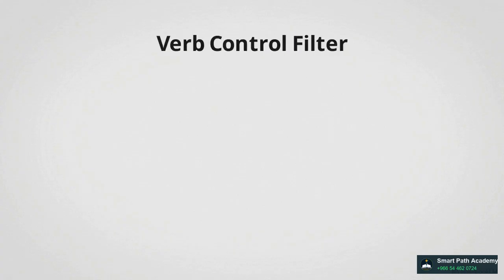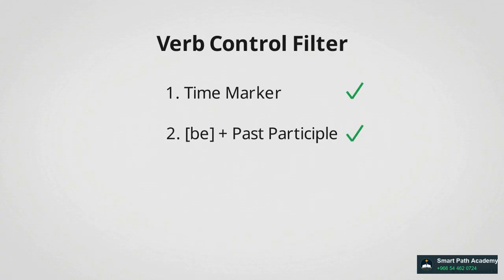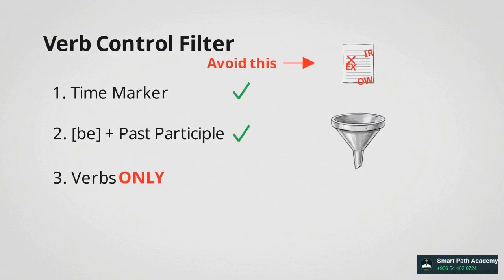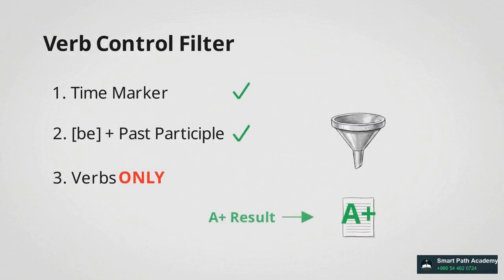Let's review the visual checklist. 1. Identify your time markers. 2. Build the passive voice using a be verb plus a past participle. And 3. Change the verbs only. Running every answer through this 3-step filter eliminates the unforced errors that drag down exam grades.